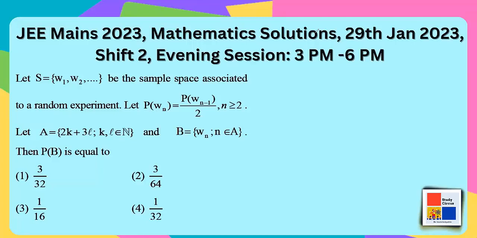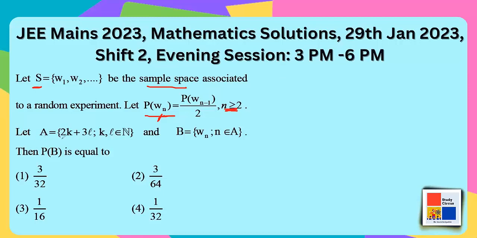So here we have a question on probability. We have a set S where there are events W1, W2 and so on. So S is an infinite set with so many events possible, okay? That is the sample space, and the probability of the nth event is half of that of the previous one, of Wn minus 1, and n is more than or equal to 2, right?